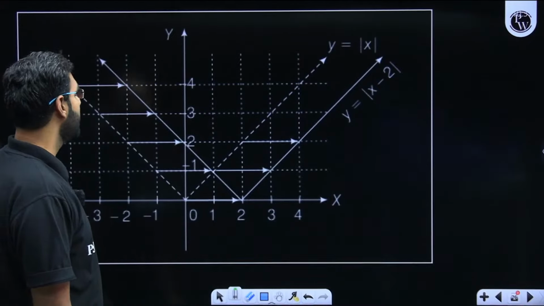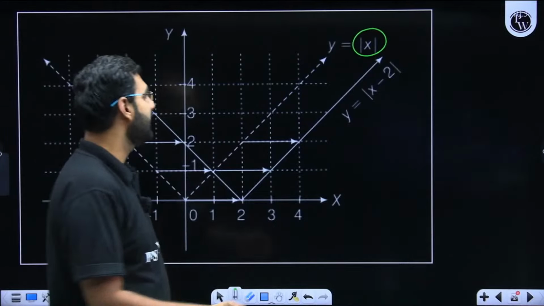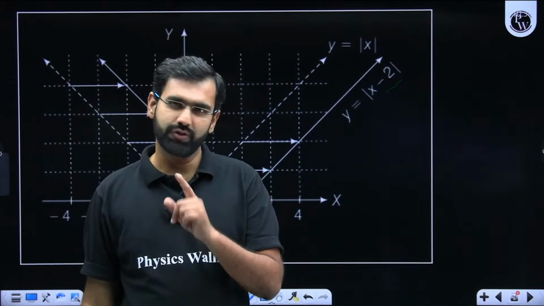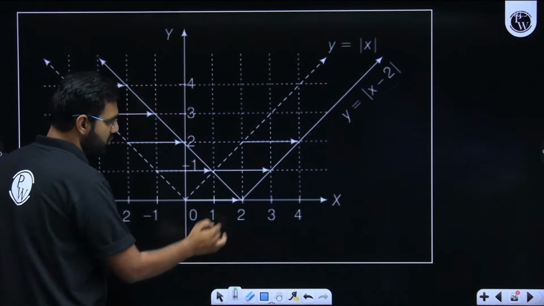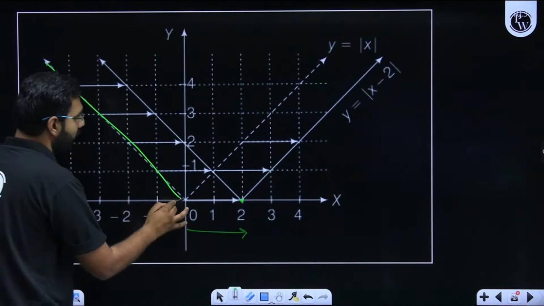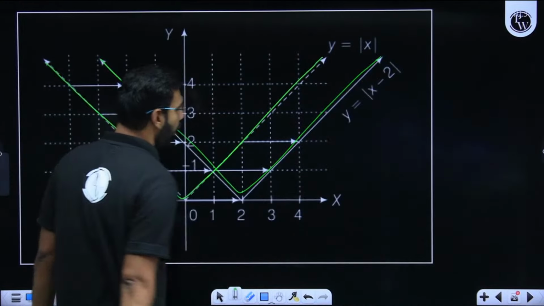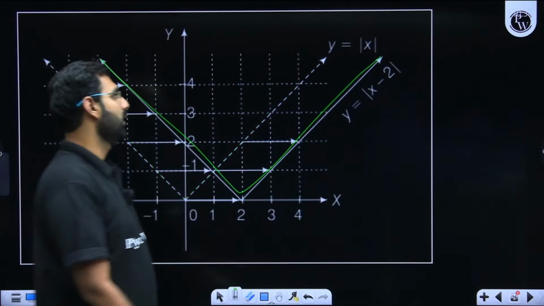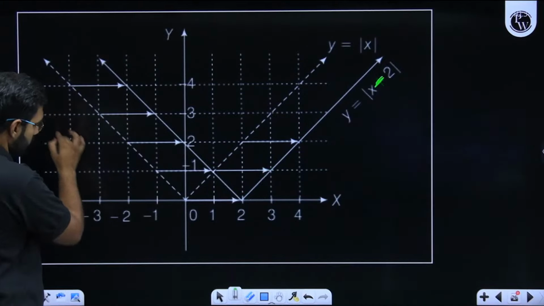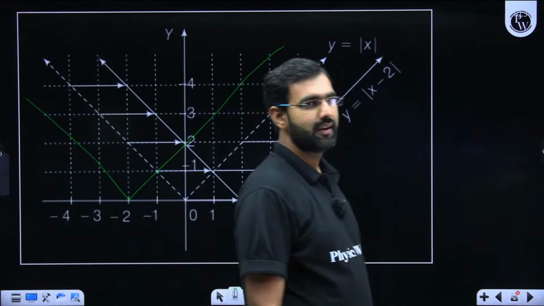Now here, if I get back to it, let's say I'm given y equals mod x, and from x, a value is subtracted. Now this value is not subtracted from f of x, this value is subtracted from x. Then the graph is shifted 2 units along the x-axis in the positive direction. This is how the graph of mod x looks. So I'll just lift it and shift it by 2 units on the right hand side of the x-axis. But what if I am adding to it? If 2 is added to it, in that case you shift it 2 units on the left hand side.